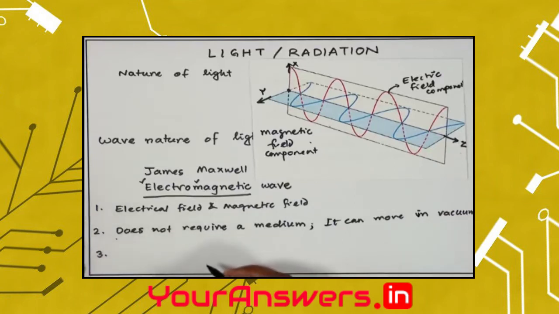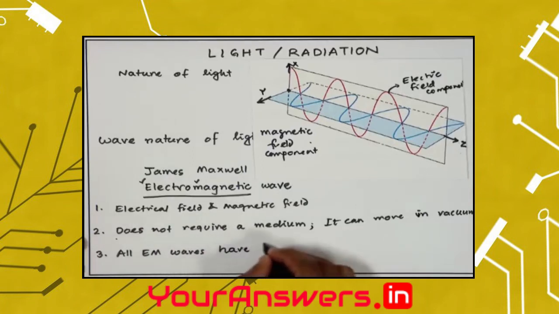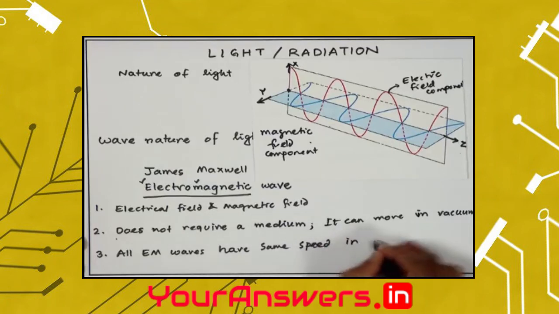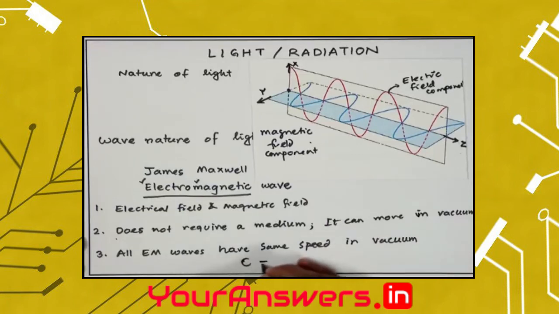A third property is that all electromagnetic radiations, all electromagnetic waves, have the same speed in vacuum, and this speed is actually a constant, which you would know as the speed of light. This constant is given as 3 into 10 to the power 8 meter per second. This is the speed of light that you would know.